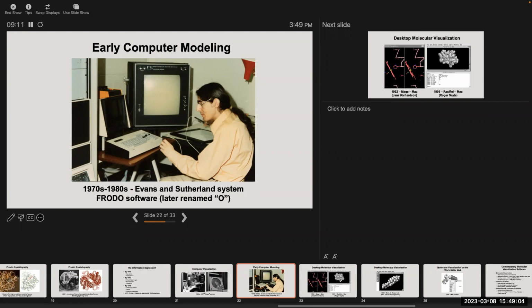Apparently, the estate of J.R.R. Tolkien didn't appreciate them using the name Frodo, so they forced them to change the name of the software. They renamed it just O.